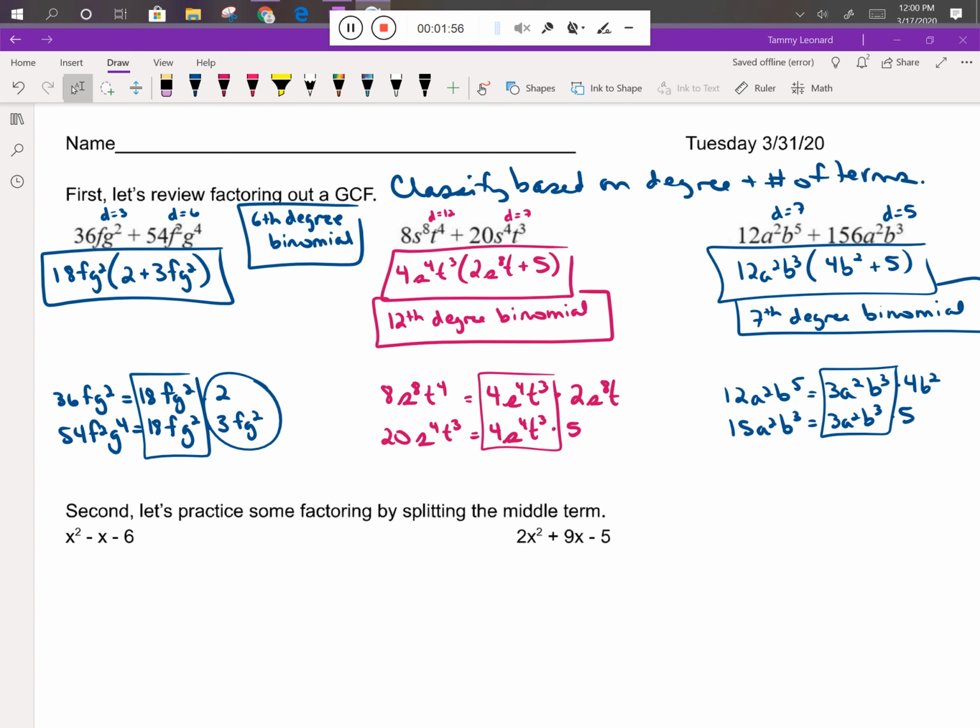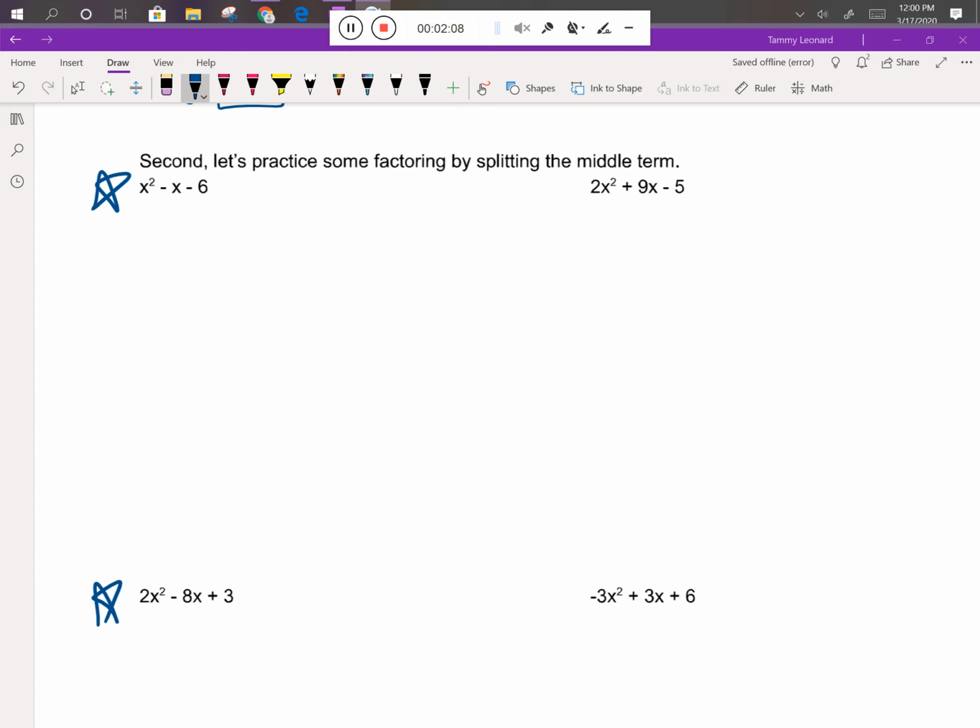All right, take a moment, check your work against my work. So just push pause so you can see the screen for a bit, and then go ahead and push play when you're ready to look at factoring by splitting the middle term. Okay, the 2 problems on the left are going to be the ones that I ask you to practice independently tonight for your daily practice. I'm going to do the 2 problems on the right with you here in class today.